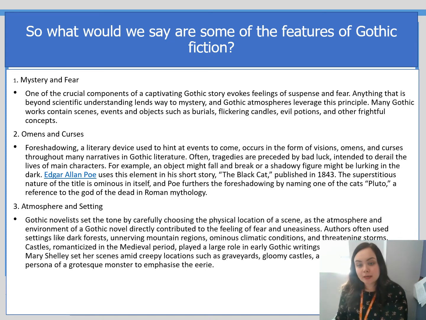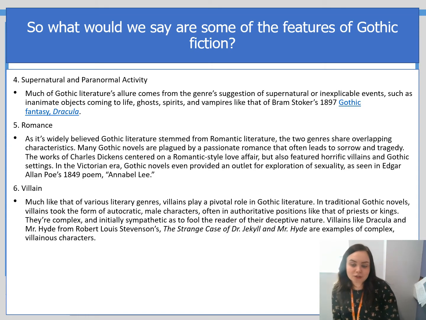So make sure you've made some notes. You don't need to copy all of this down. You just need to have an understanding that mystery and fear, omens and curses, and atmosphere and setting are all Gothic conventions, and they're set stereotypes that we'd expect to see. So the next three, again, are some more conventions that we would expect to see in Gothic fiction.